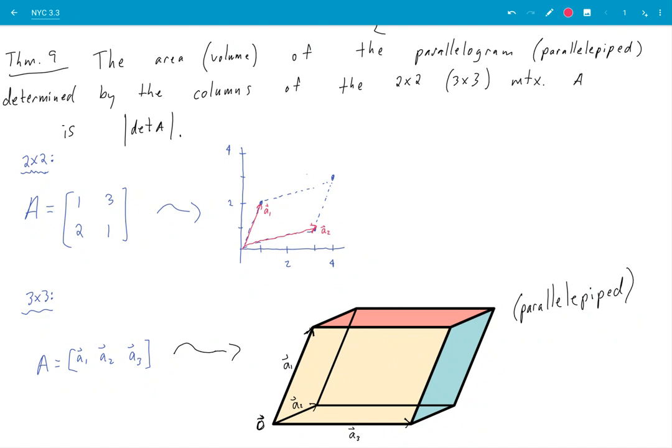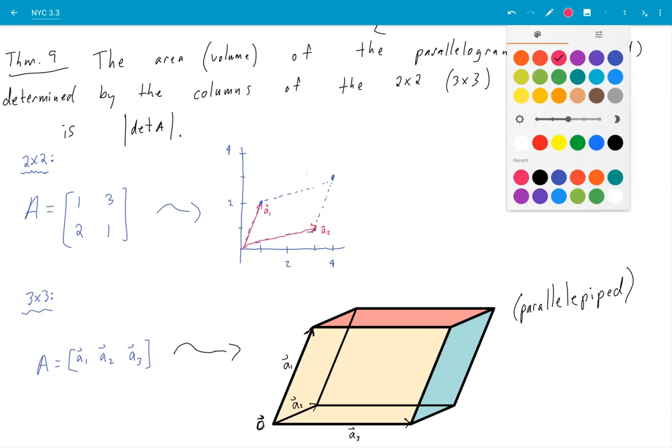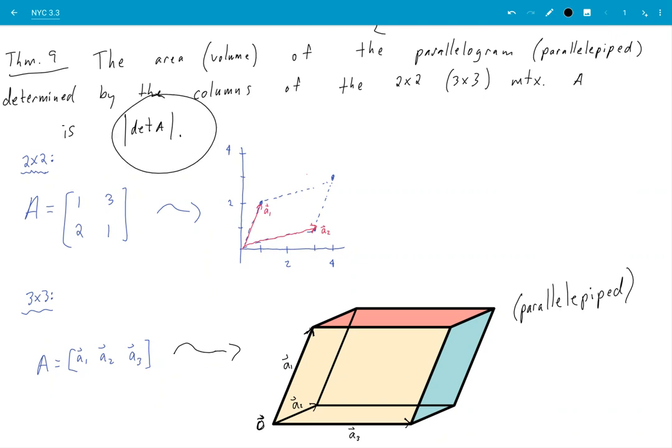Anyhow, so in the 2x2 case, we're finding an area. And what you do is you just find the absolute value of a determinant. Determinant of this matrix. So you'd go, area is equal to the absolute value of a determinant.